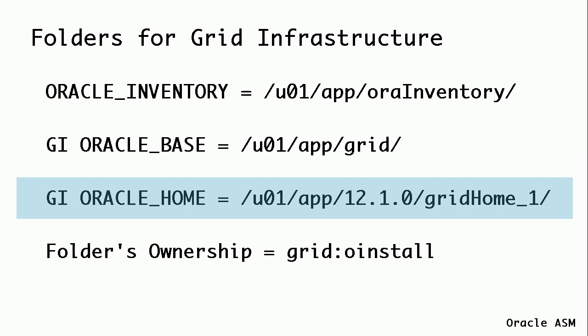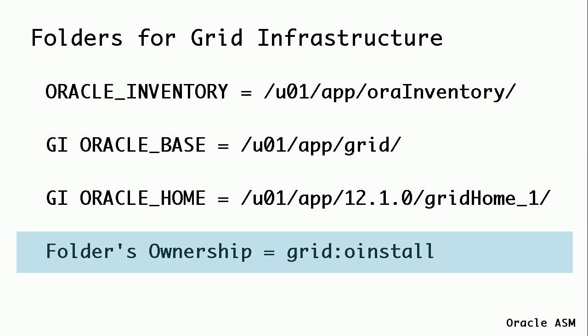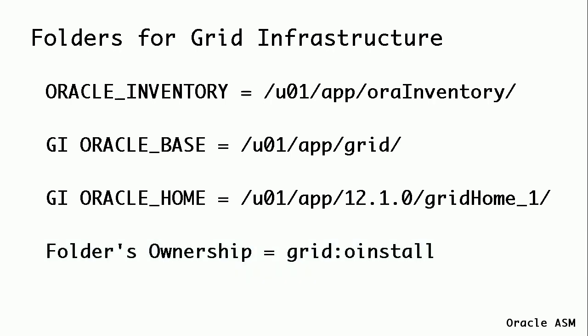After installation of Grid Infrastructure software, this folder will be owned by root user. So, Grid Infrastructure Home folder should not be under Grid Infrastructure Base folder. All these folders should be owned by Grid User and install Group. Installing Grid Infrastructure software using Grid User and RDBMS software using Oracle User will provide strong job role separation, and it is strongly recommended by Oracle.